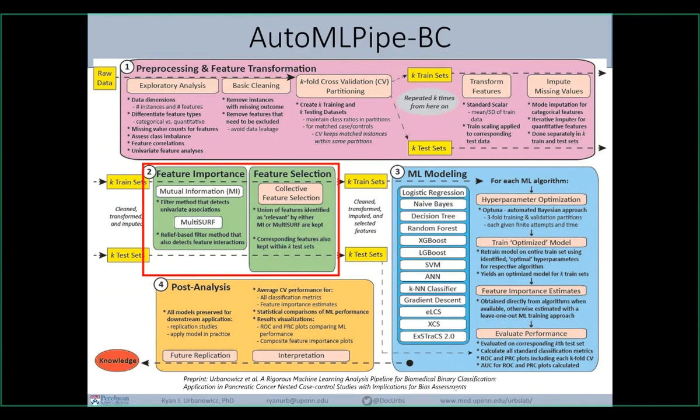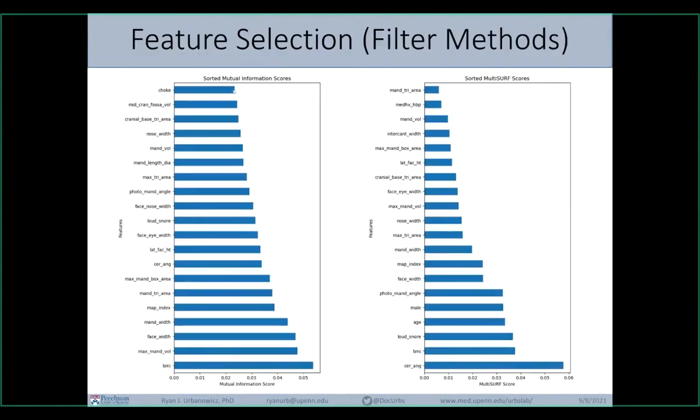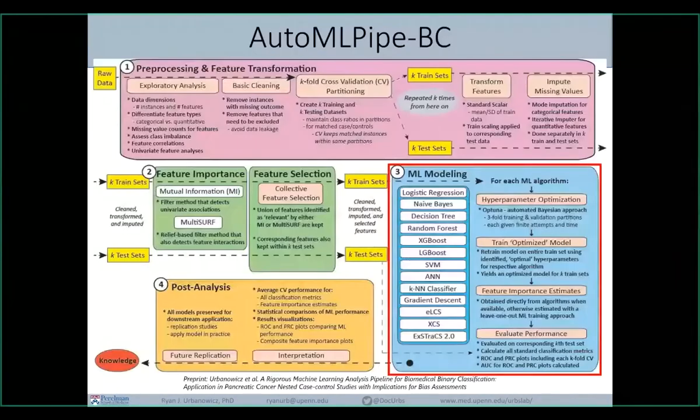So just real quick, looking at some of the output from this feature selection component of the analysis, for one of our analyses we have the mutual information scores ranked, as well as the MultiSURF scores ranked. And you get these visualizations automatically from the pipeline, which is another nice bonus. Moving on to the heart of the pipeline, which is the machine learning modeling. Here we've implemented 13 different machine learning algorithms, including many that I'm sure some of you have heard of, like logistic regression, naive Bayes, random forest, and some more sophisticated methods like XGBoost, artificial neural networks, and so on.